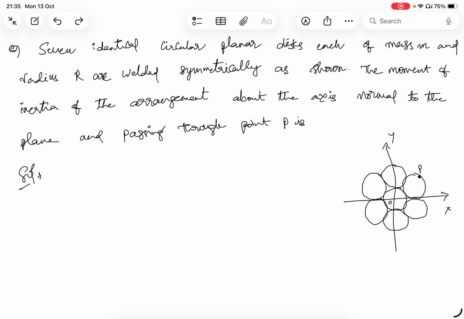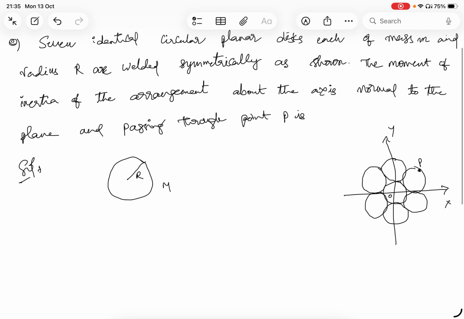about an axis which is perpendicular to the plane in which this structure exists, right? Which is at a distance 3r from this center. So to find this, let's first figure out the moment of inertia for a planar disk. So let's consider a planar disk which is having a mass m and radius r. Right. So let's figure out the moment of inertia for this case.